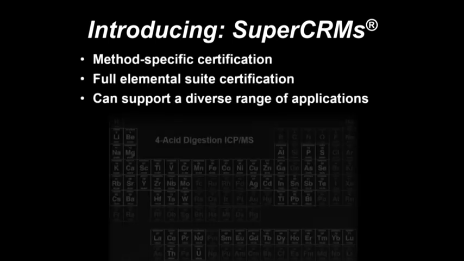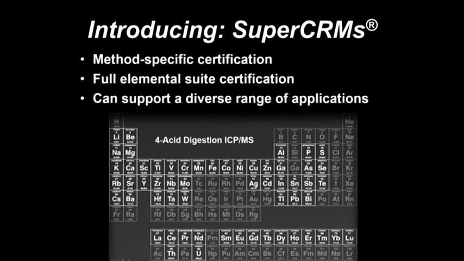We're now able to offer super CRMs, which is multiple method specific, full ICP OES and MS scans, where one single CRM can have up to 180 certified values. So it's a world first. In this example here, you've got 4-acid digest showing all the highlighted elements certified. And these obviously are good for a whole range of applications, including pathfinder elements for greenfields exploration.